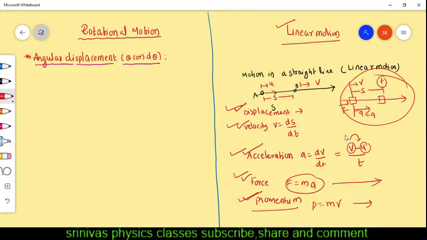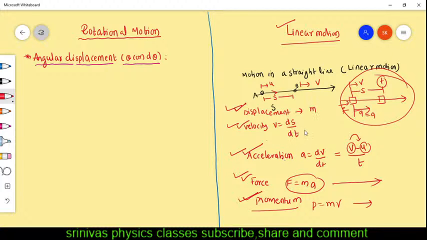This we previously discussed. Now I am going to explain rotational motion. In rotational motion also displacement will be there, right? Velocity will be there, acceleration is there, force will be there, but they have different names. Their definitions, formulas and units we are going to discuss here.